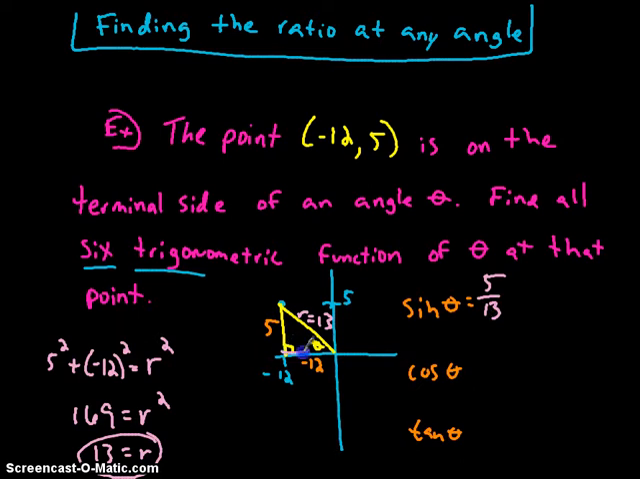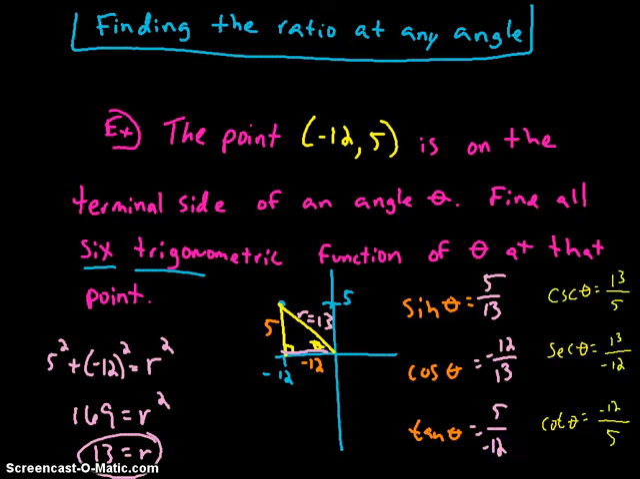Cosine would be adjacent over hypotenuse. This is adjacent, so it would be negative 12 over 13. And tangent would be opposite over adjacent, so it would be 5 over negative 12. So for the reciprocal identities, cosecant, secant, and cotangent, we already know cosecant is hypotenuse over opposite, or just whatever sine is, flip it. So it's 13 over 5. Whatever cosine is, I'll flip it to find secant, and whatever tangent is, I'll flip it to find cotangent. So you can follow the formula, or just know it's the reciprocal of the first 3.